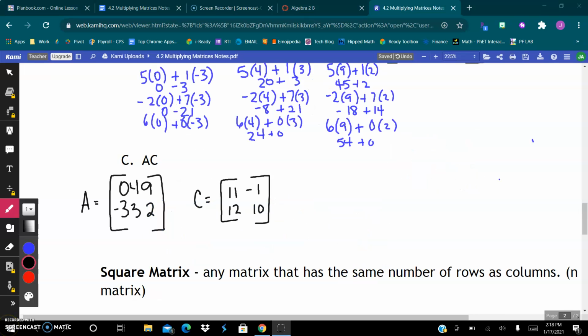Part C, we have to multiply A and C together. And A is a 2 by 3. And C is a 2 by 2. So as you notice, our numbers don't match up here, which is telling us that we cannot multiply these together. So the answer to this one is not defined.